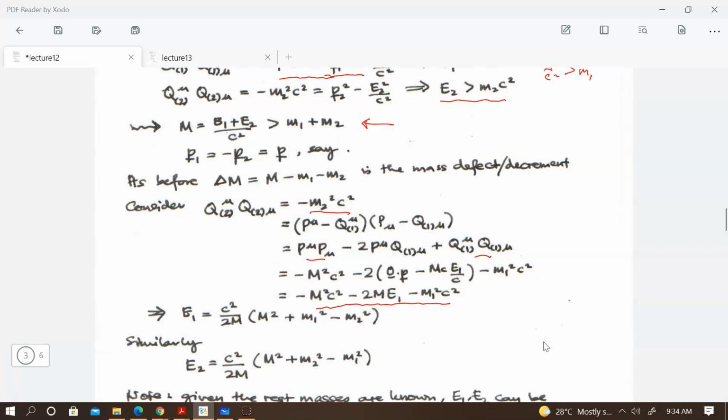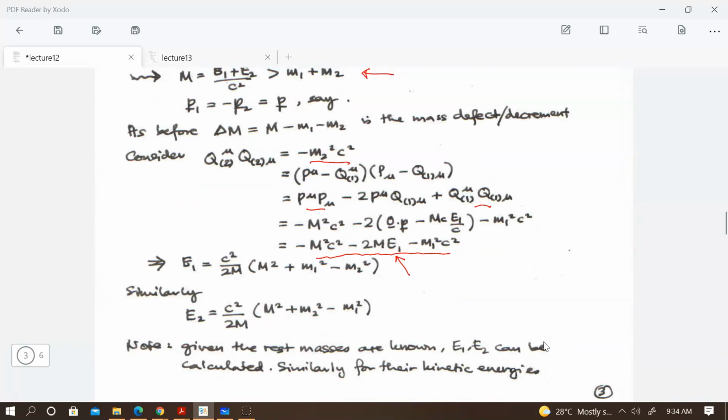So we can rearrange it to get an expression for E1. And E1 can be expressed as follows. E1 is equal to c squared on 2m multiplied by m squared plus m1 squared minus m2 squared. So what's the good thing about this is that I'd be able to calculate the energy of your first particle. This is the rest mass of your initial particle. This will be the rest mass of your first particle. This will be the rest mass of the second particle. So these are essentially known. So in other words, we can actually calculate the relativistic energy of the first particle.